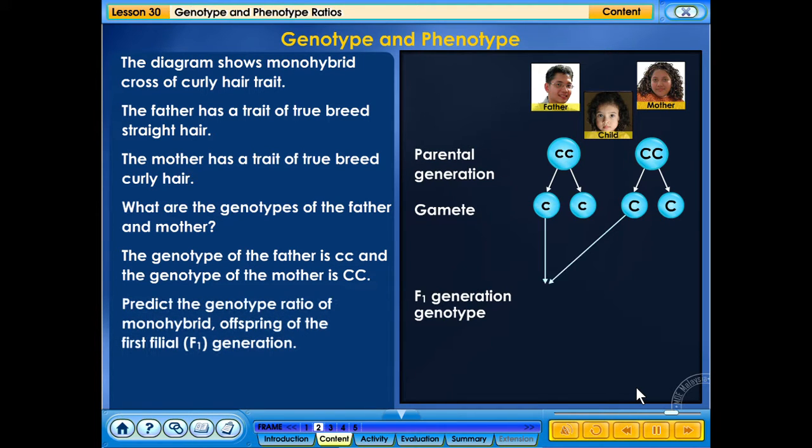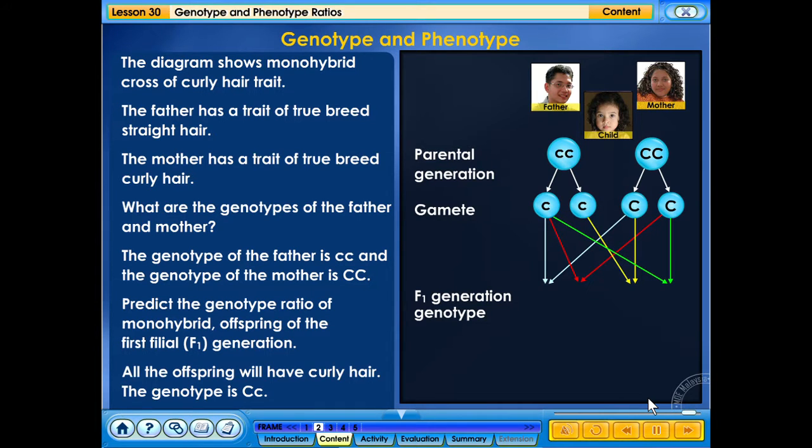Predict the genotype ratio of monohybrid offspring of the first filial F1 generation. All the offspring will have curly hair. The genotype is capital C small c.